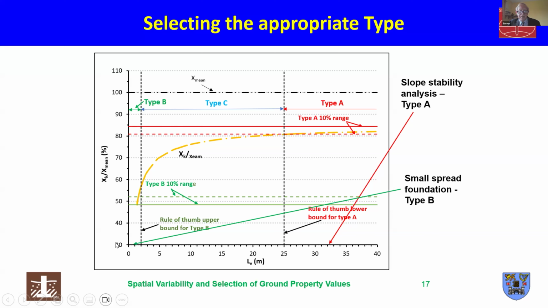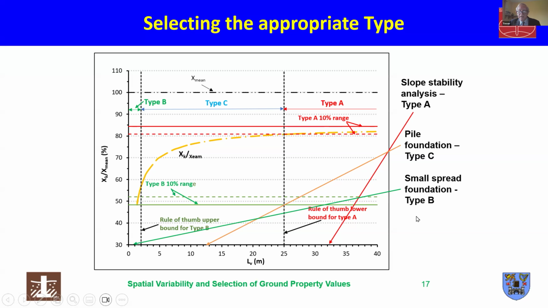Then the type B range is over here, where you've got the limit, the 10% above type B, that's the limit for the range for the type B. And so the extent of it is 0 to 2 meters. And then in between, you've got type C. So these are the type C from 2 meters up to 25 meters. So that gives you how sensitive the critical value is, the characteristic value is, and what values you should choose between either 50% or 80% of the mean value.